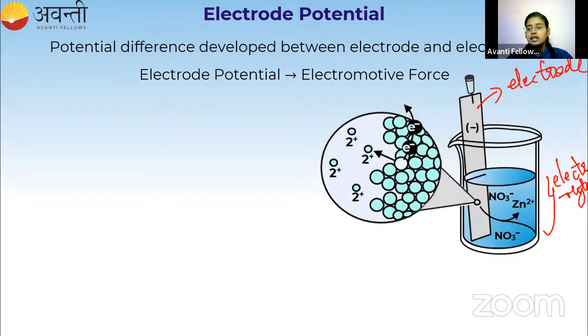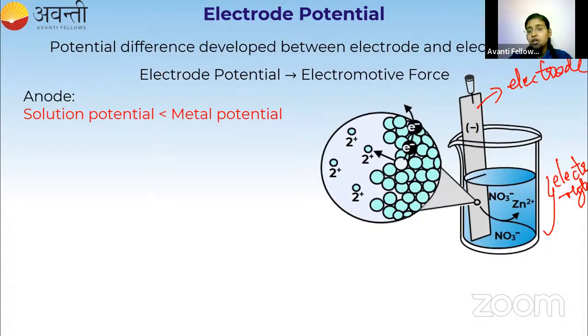And in the anode, what happens? The metal potential will be greater than the solution potential. This is a solid metal, and Zn2+ is in the aqueous form. So if the solution potential is lesser than the metal potential, then oxidation happens for sure at the anode, where the reaction is taking place.